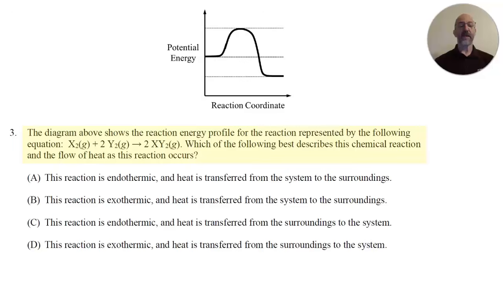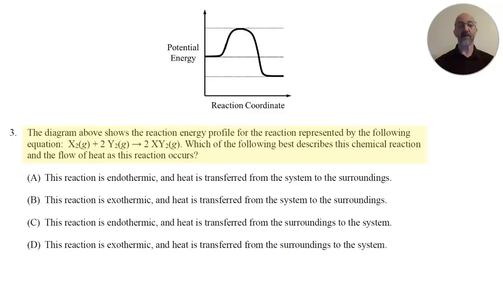In question 3, it says, the diagram above shows the reaction energy profile for the reaction represented by the following equation. X2 plus 2Y2 produces 2XY2. And the question asks, which of the following best describes this chemical reaction and the flow of heat as the reaction occurs? Now we can look at the 4 answer choices for question 3, and we can see that 2 choices classify the reaction as endothermic, and 2 choices classify this reaction as exothermic. So let's go ahead and begin by classifying the reaction.